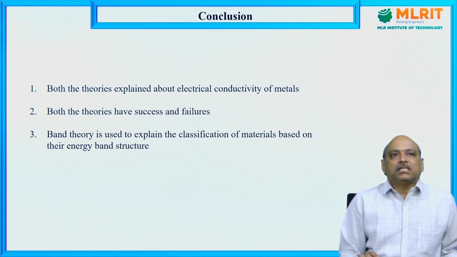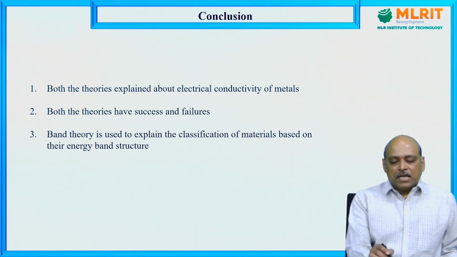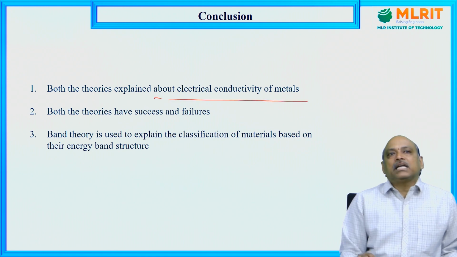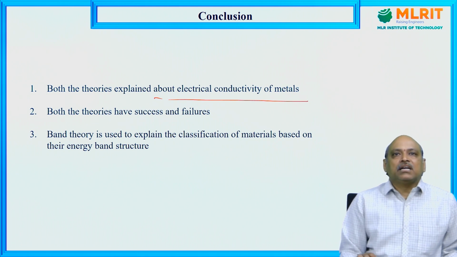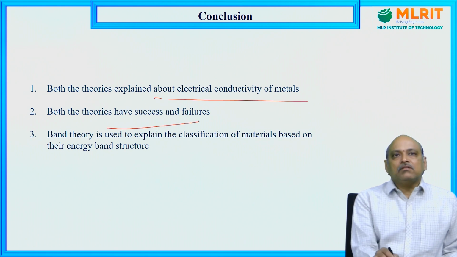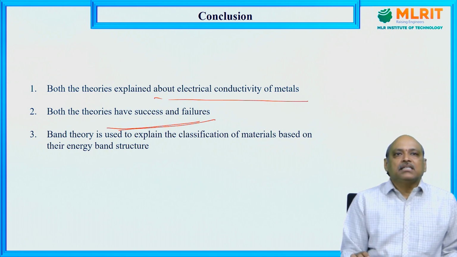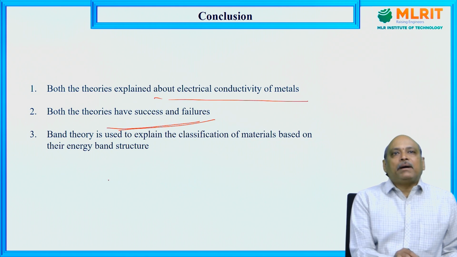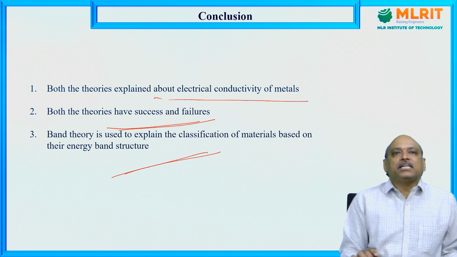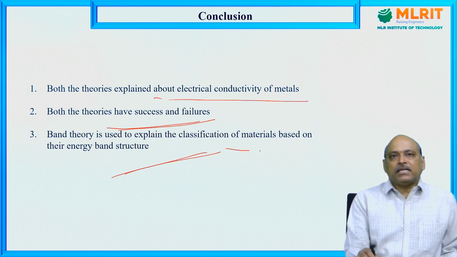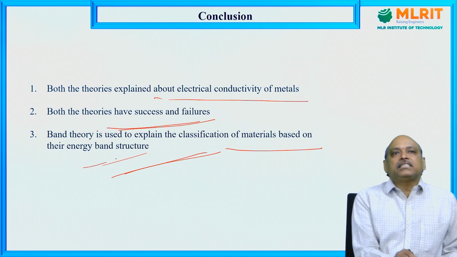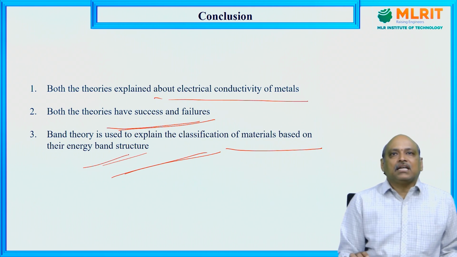Now, conclusions. Overall we can say that both theories explained the electrical conductivity of metals only. They concentrated on metals, and the electrical conductivity of these metals was explained successfully by using these two theories. Both theories have failures as well as successes. And band theory in general is used to explain the classification of materials based on the energy band structure. That is how we can conclude.